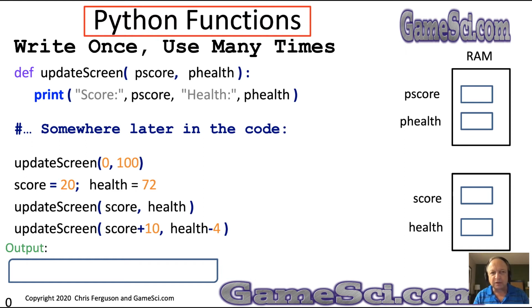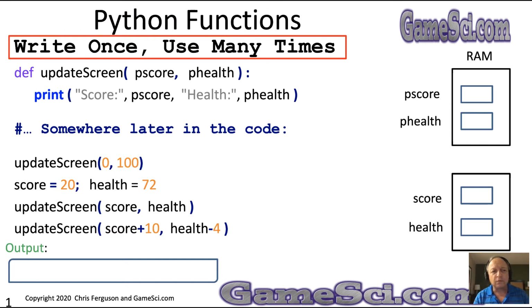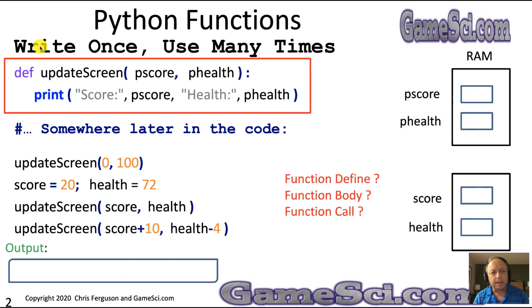Python functions. Let's go a little deeper into why we write Python functions. One big reason for writing functions is to write once and use many times. Rather than repeating the same code over and over, or even worse, copying and pasting the same code over and over, a function allows us to write the code once and call it or use it for many different parts of the program. Let's write or define a function named updateScreen. We'll use this in many different places in our code to update the player's score and the player's health on the screen. Keep in mind the terms we learned in the last slide.